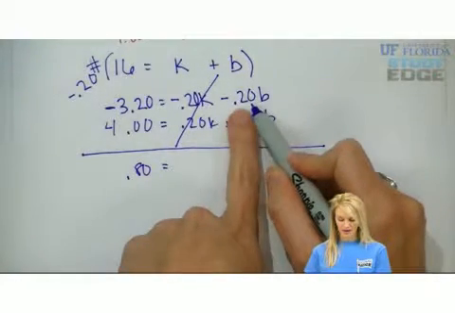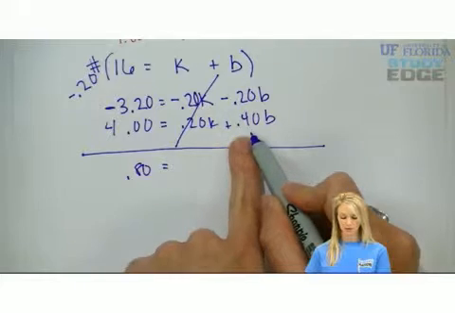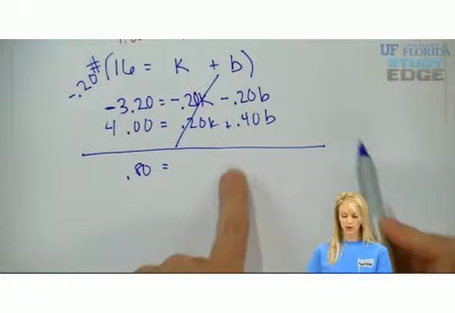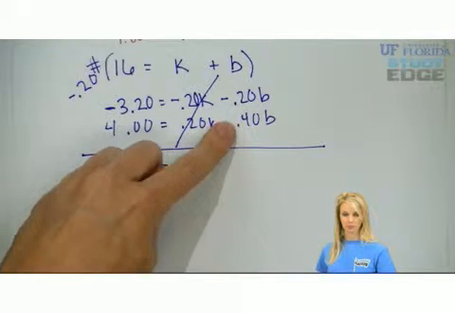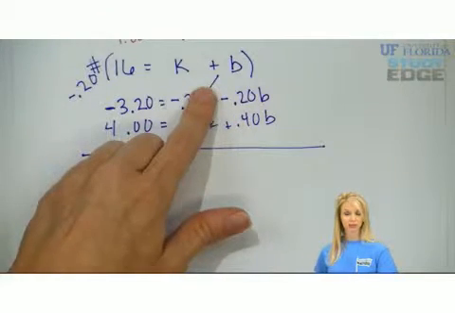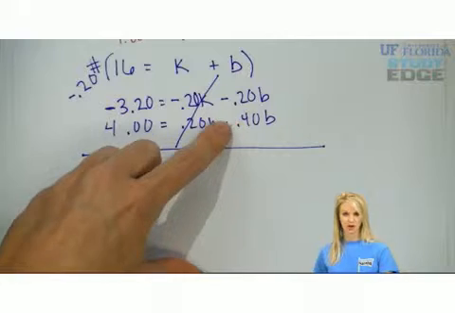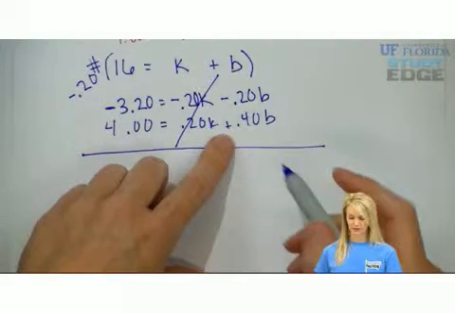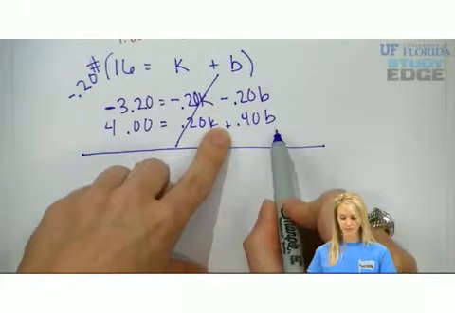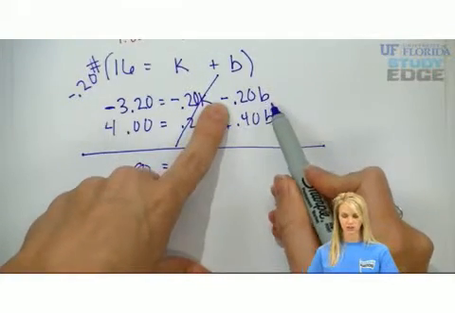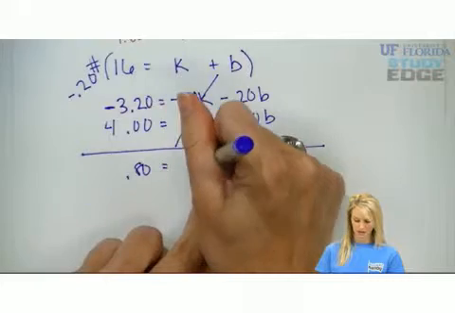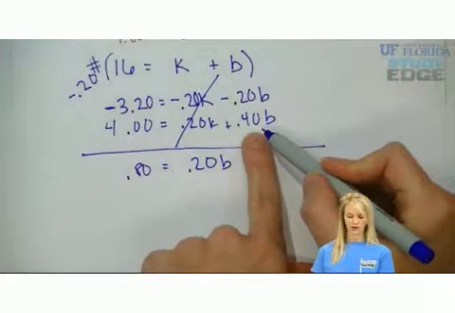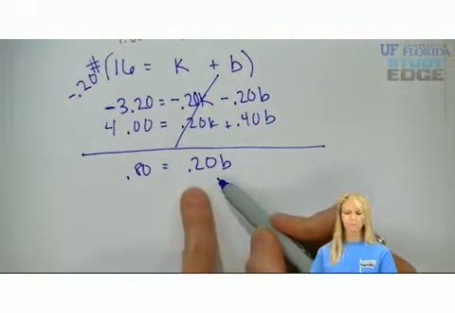Now what do we have? Negative 0.20b plus 0.40b. Are we going to have a negative or a positive? Is 0.2 bigger or smaller than 0.4? 0.2 is smaller, that's our negative. So we're taking away something smaller than 0.4. We're going to end up with a positive. So 0.40b and a negative 0.20b. 0.4 minus 0.2 is going to give us 0.20b. 0.40b minus 0.20b, 0.20b.